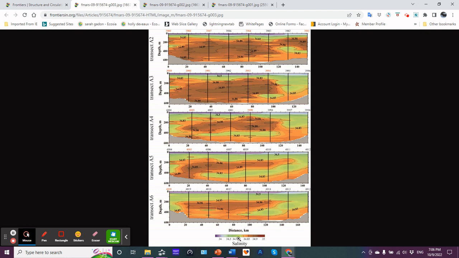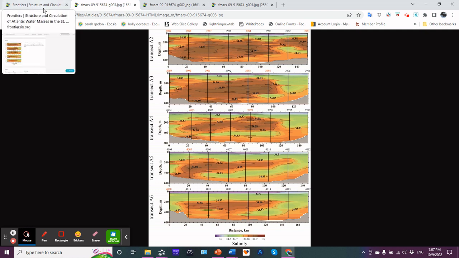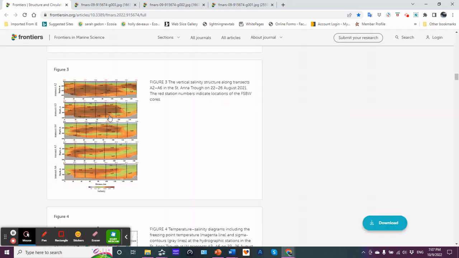It's right there. You can see it's 34.7, 34.6 before we get into the 34.85 realm. So you can see that in between the Barents and the mixed layer. And just like we see it up here as well, but not as thick a layer. Okay, so this is giving you an idea of the structure of what's going on in the St. Anna Trough.